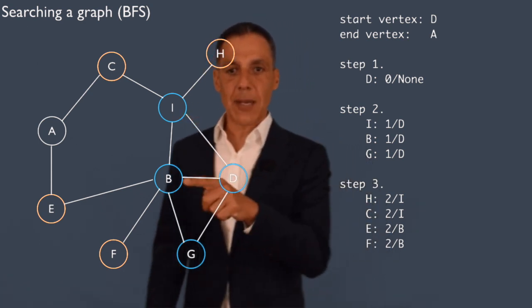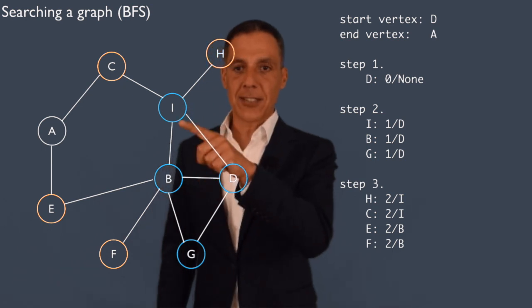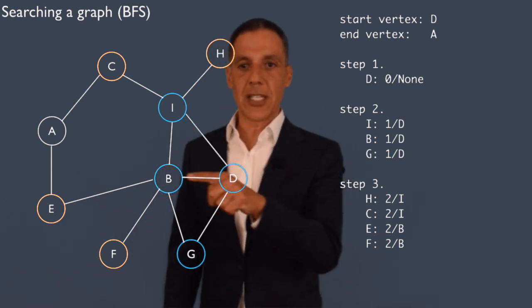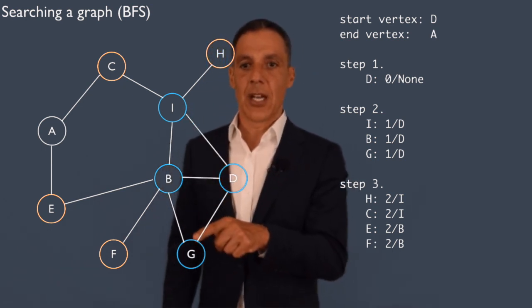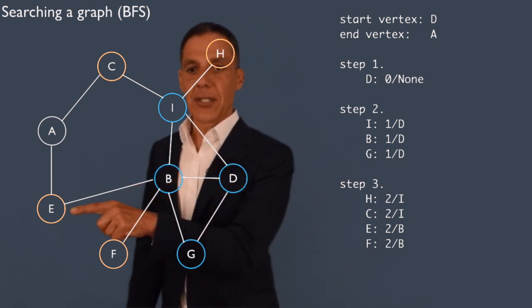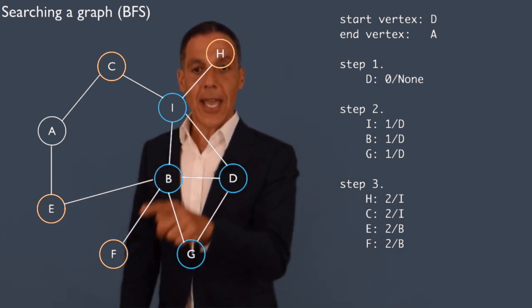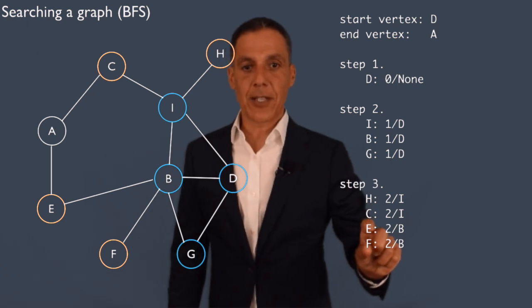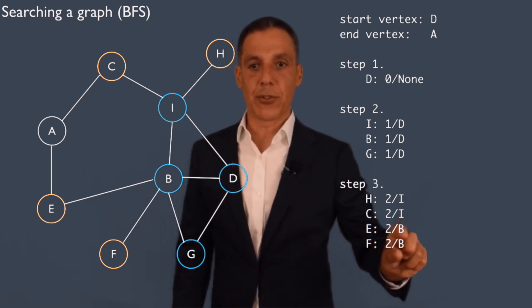Okay? Now do the same thing for B. So B is connected to I, I've already seen it. B is connected to D, I already have seen it. B is connected to G, already seen it. B is connected to E and to F. So I put E and F here, increment the length by 1, back pointer is B.